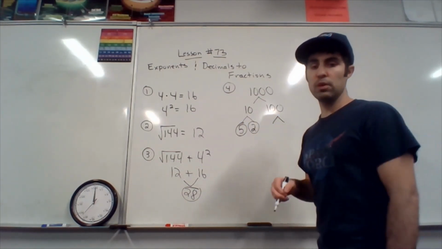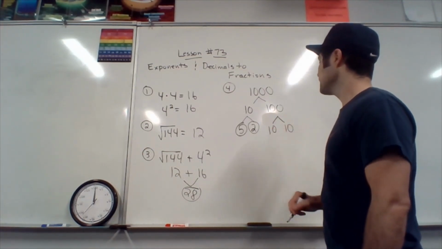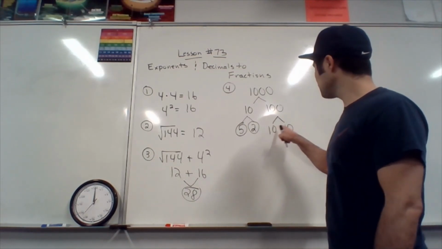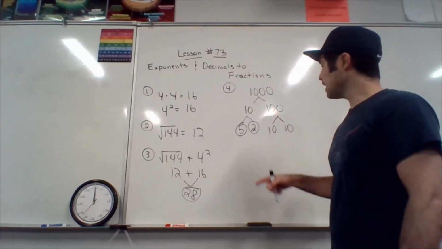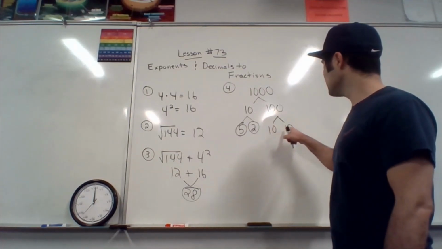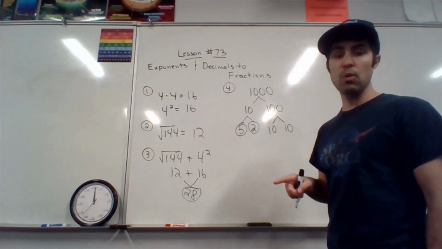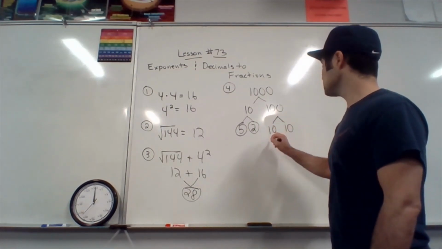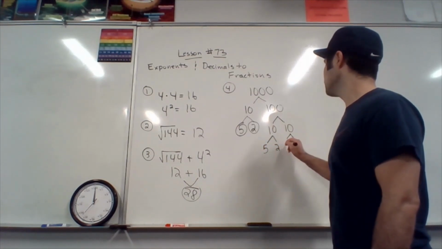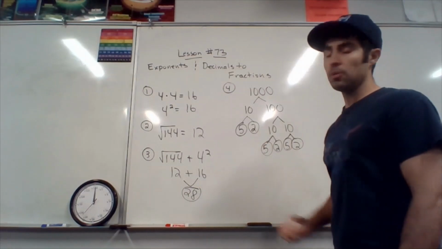Now that 100 can also be broken down into 10 times 10. People say, Mr. Zone, you just said you can't do the same thing, the same factor twice. I didn't say that. I said 5 times 5 does not equal 10. 10 times 10 does equal 100. So this is correct, but I can break these down even further. That'll be 5 and 2, 5 and 2. Circle them. They're all prime numbers.